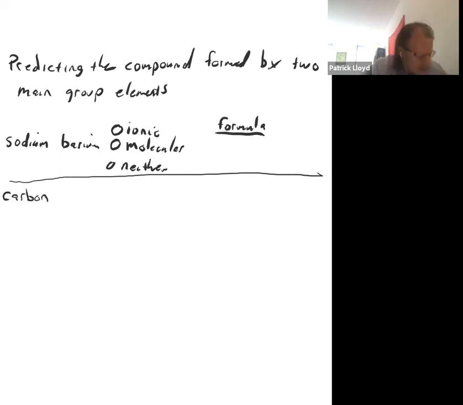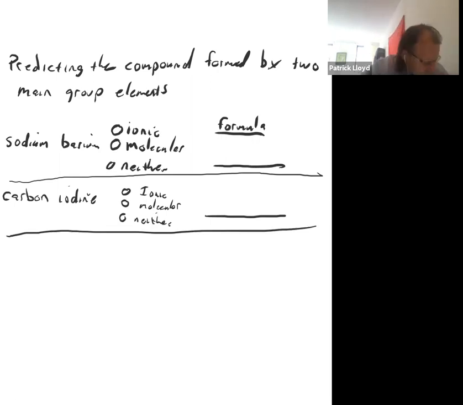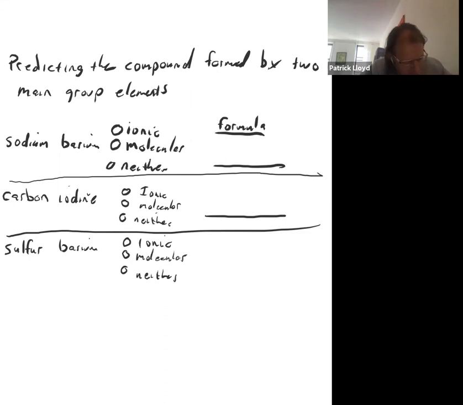Let me do another one. So carbon and iodine. So again, is it ionic? Is it molecular? Is it neither? And then what's the formula? And then the third one is sulfur and barium. So ionic, molecular, and neither. And then if so, it's got a formula. Okay, so let's take a look at this one. So these are the main group elements.